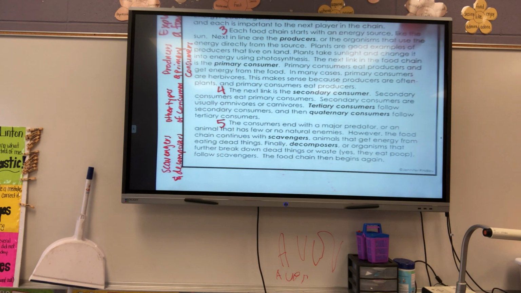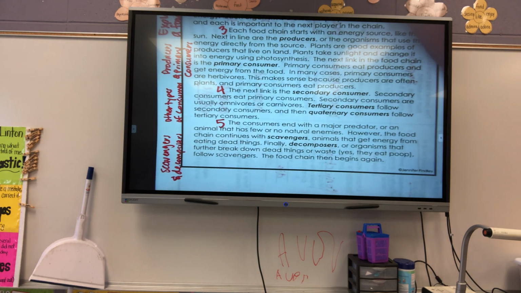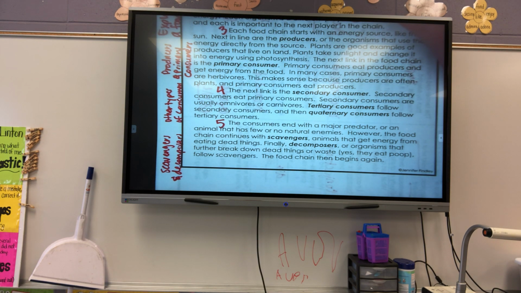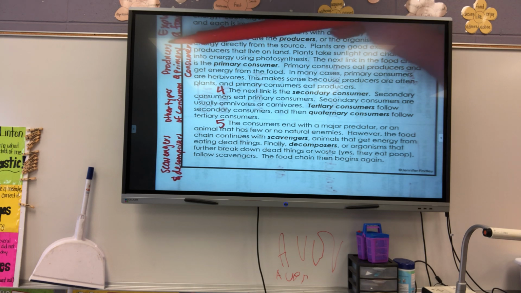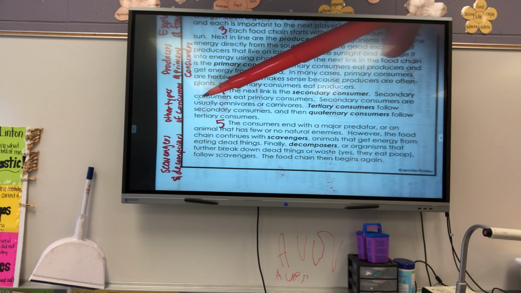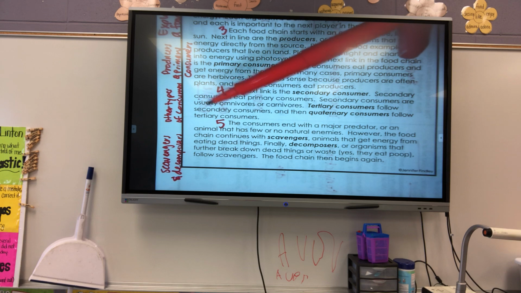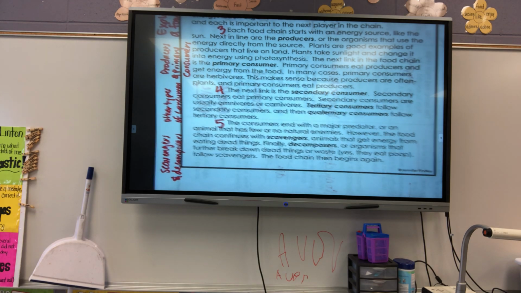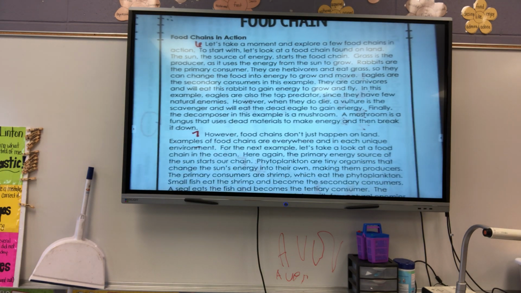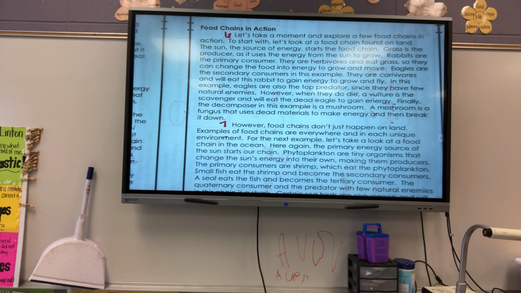Okay, so we learned that energy is something you use and something you get. We learned that you get it through a food chain, and in that food chain you have producers, primary consumers, you have other different types of consumers depending on the food chain. It could go several links out. And then we wrap it up with the scavengers and the decomposers, okay? So now moving over to the other side where it talks about food chains in action. Read to yourselves and tell me what paragraph 6 is about.